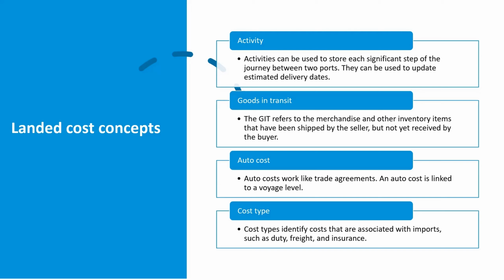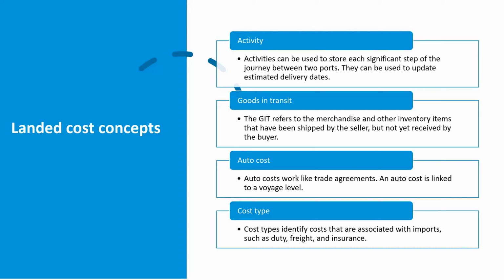On the journey template and during the journey, we can define and track some activities. The activities are defined to track each significant step of the journey between the two locations or the two ports. They can also be used to update the estimated delivery dates. The goods in transit, or the GIT. The GIT refers to the merchandise and other inventory items that have been shipped by the seller but not yet received by the buyer.